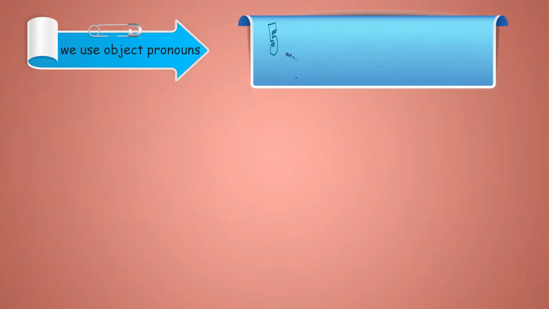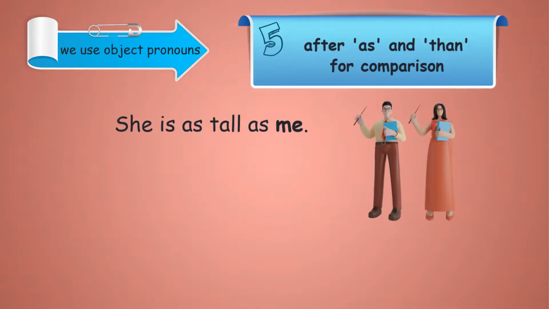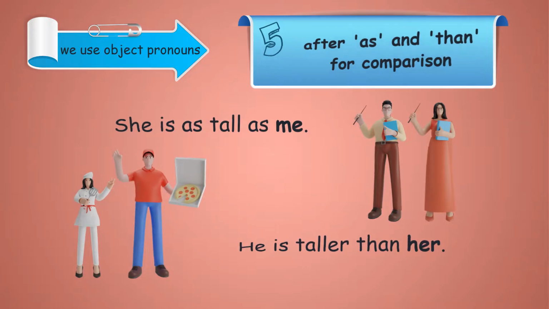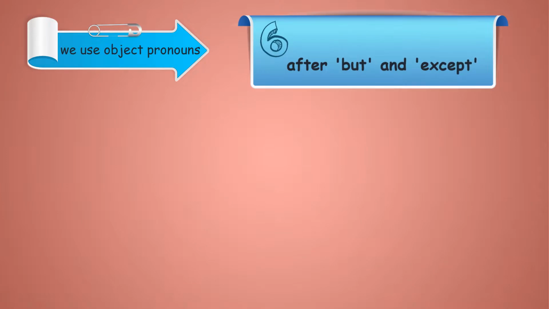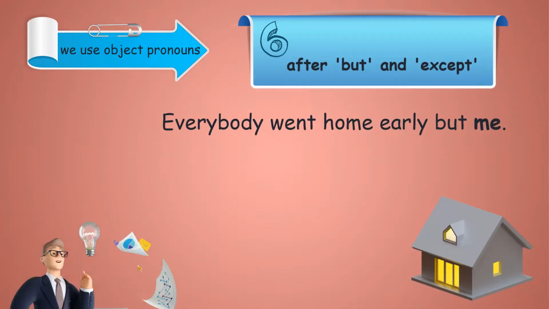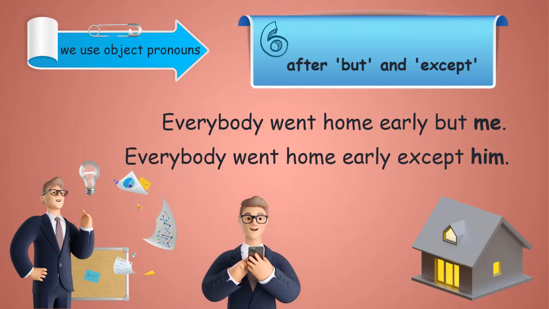We use them after as and than for comparison. She's as tall as me. He is taller than her. We use them after but and except. Everybody went home early but me. Everybody went home early except him.